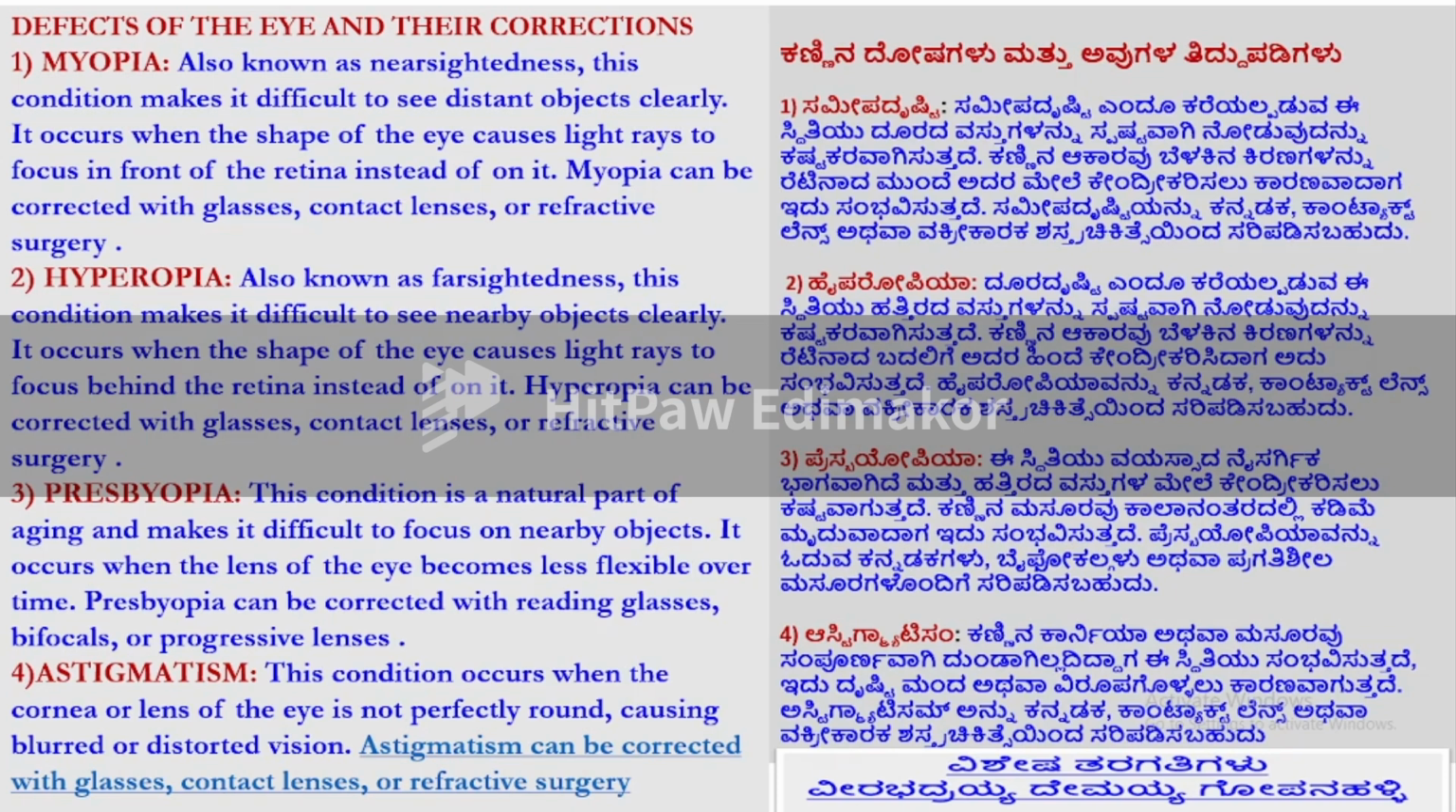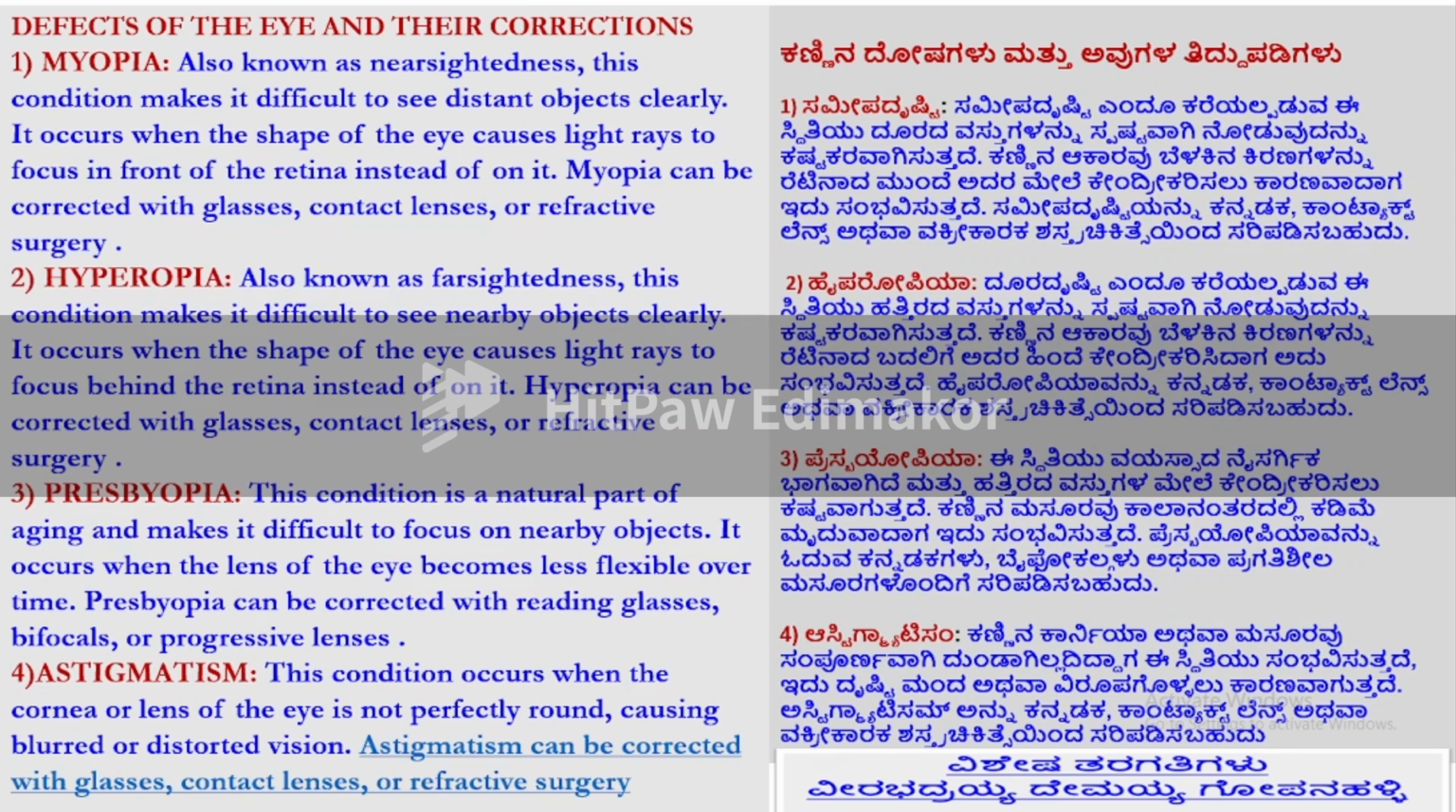Hyperopia, also known as farsightedness: this condition makes it difficult to see nearby objects clearly. It occurs when the shape of the eye causes light rays to focus behind the retina instead of on it. Hyperopia can be corrected with glasses, contact lenses, or refractive surgery.